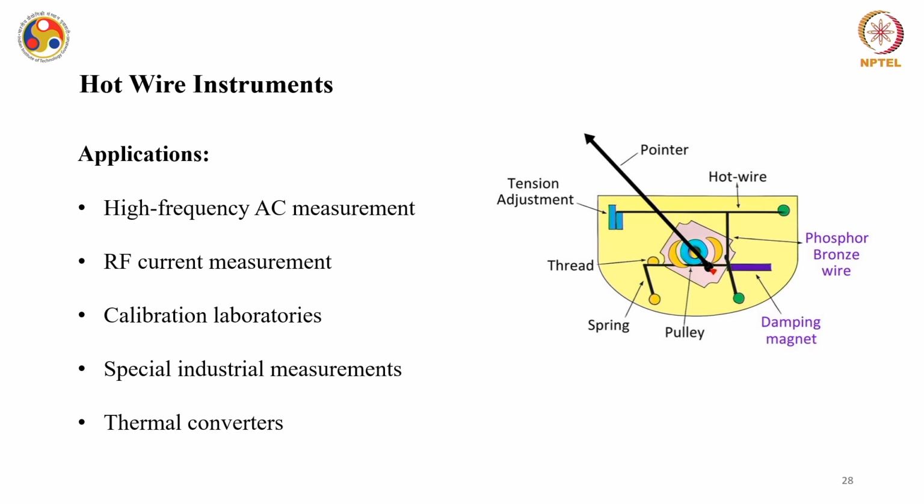Okay. We have found that this is a kind of hot wire instrument, it looks like. There is a thread, there is a hot wire, which is connected through this phosphor bronze wire, and any movement in this thread defines the pointer movement. We found that this kind of instrument is actually not dependent on any kind of frequency, therefore they can be used for high frequency AC measurement.